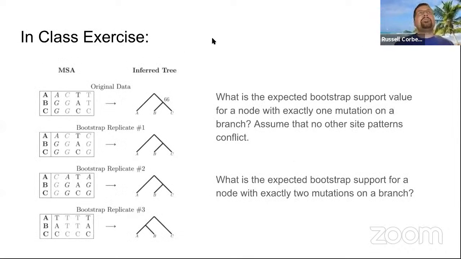Okay, and in fact, that's the exercise I'm going to leave you with while I get more coffee here. Basically is this question, right? I've just explained to you bootstrapping really quickly. I'll leave this up here so you'll have this representation. But basically the question I want to ask is, what is the expected bootstrap support value for a node with exactly one mutation on a branch? Not necessarily this multiple sequence alignment here. Just imagine it in your mind. Assume that there are no other site patterns that conflict with this. In other words, that mutation can be considered independently of everything else. So what is the expected bootstrap support value? Do the same thing again, but now think of a node with exactly 2 mutations on a branch.